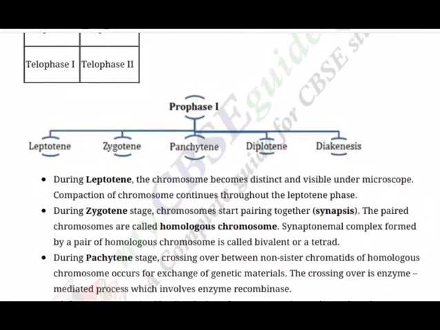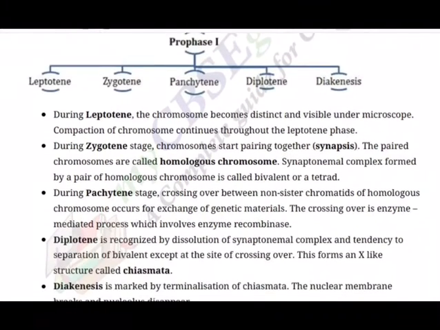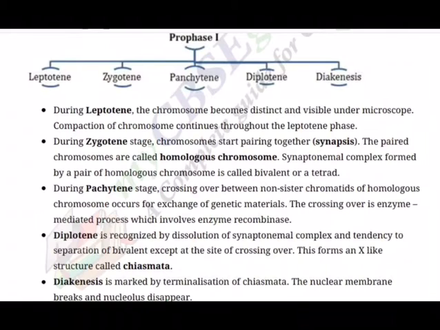It is further divided into the following 5 subphases. So first one, we talk about the leptotene. During leptotene, the compaction begins, and the chromosomes become distinct and visible under the microscope. Compaction of chromosomes continues throughout the leptotene phase. Nucleus, nucleolus will be there, centrioles will be there. Chromosomes only will be becoming short and thick. That is the characteristic of leptotene.